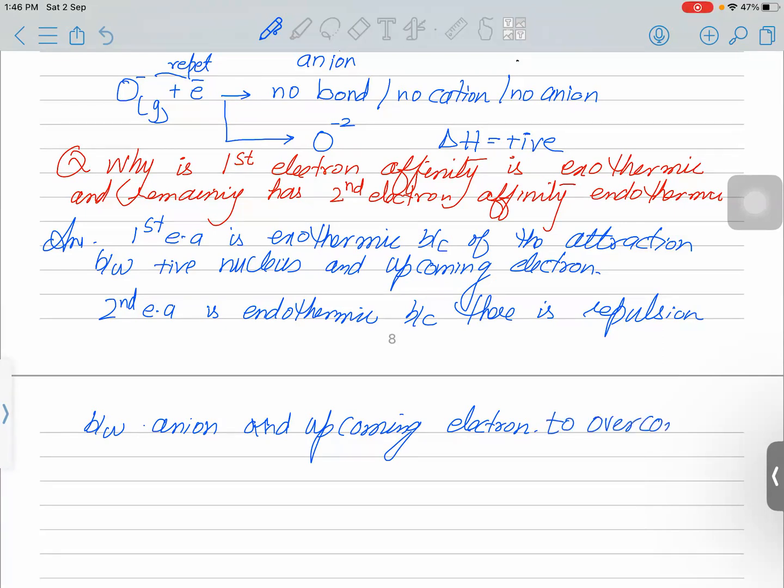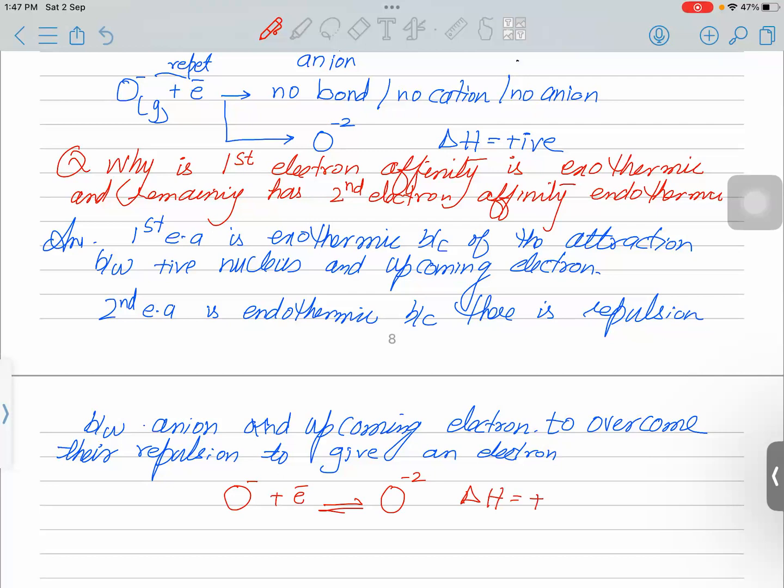To overcome their repulsion, to give an electron or to accept an electron, there is repulsion between O minus and the negative electron. So to overcome this repulsion, delta H is positive. There is a repulsion between the anion and the upcoming electron, and to overcome it to get an electron, energy is needed.